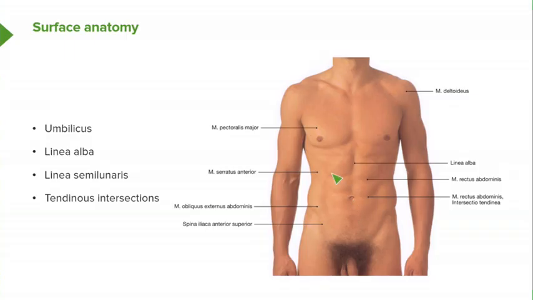Lastly, we see some furrows that are oriented more transversely here within the skin, overlying the rectus abdominis. These correspond to tendinous intersections.